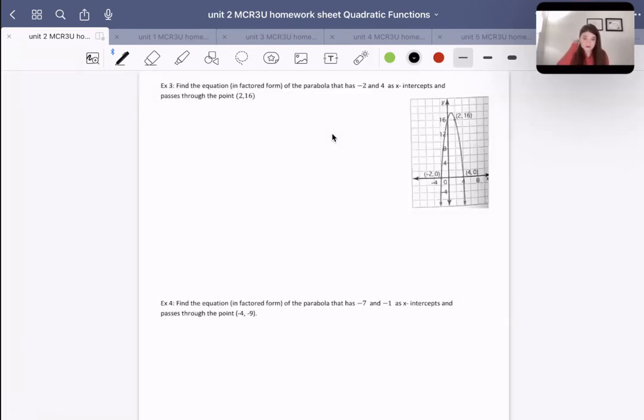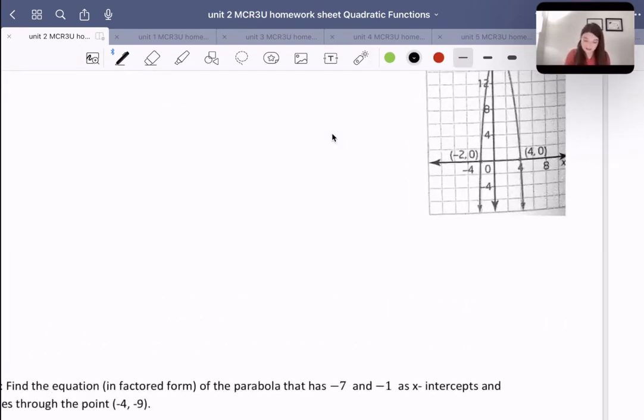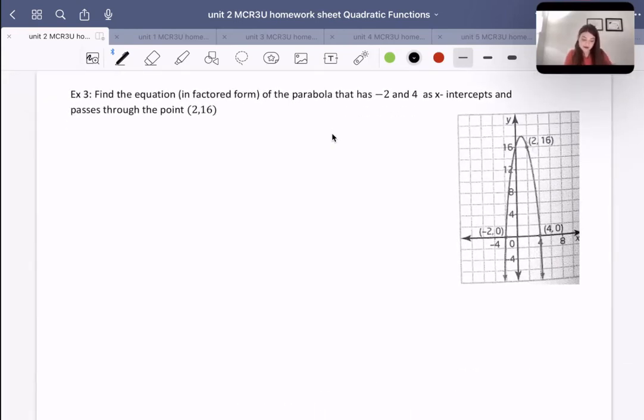All right, so 2 more questions involving this topic. This one says, find the equation in factored form of the parabola that has -2 and 4 as x-intercepts, which is the same as zeros, and passes through the point 2, 16. All right, so let's do that.